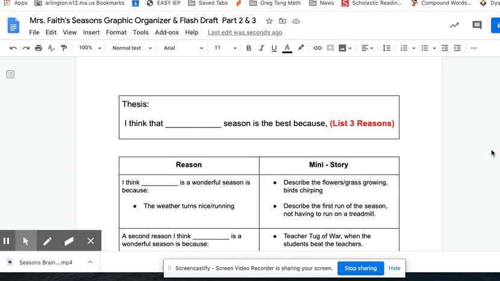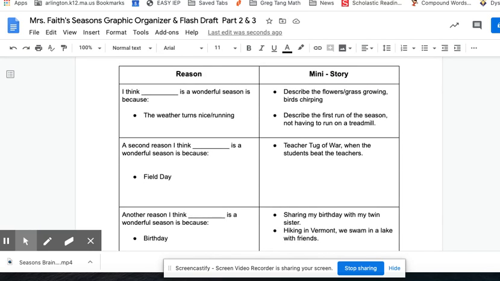For part 2 of your season's writing, you are going to fill out a graphic organizer where you need to think of a thesis statement. A thesis statement is just a sentence that states the opinion that you are writing about. So your opinion would be one of the seasons that you chose and that it's the best season, and then you'll list 3 reasons why.